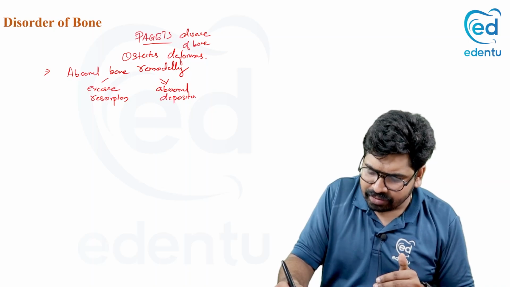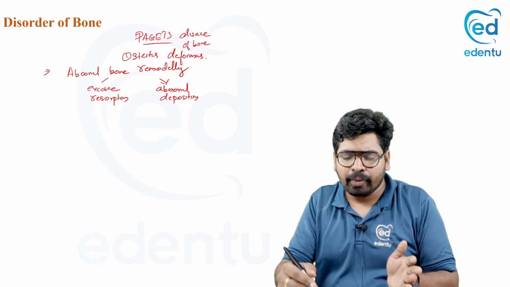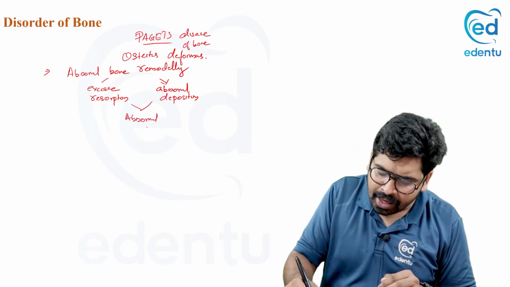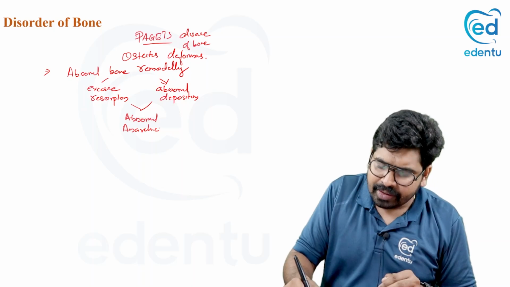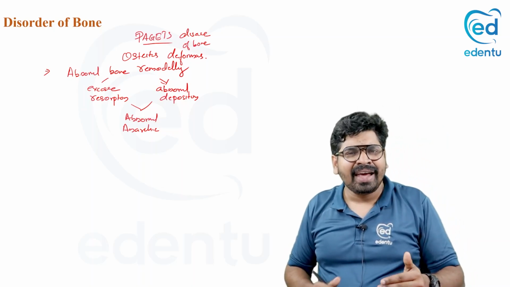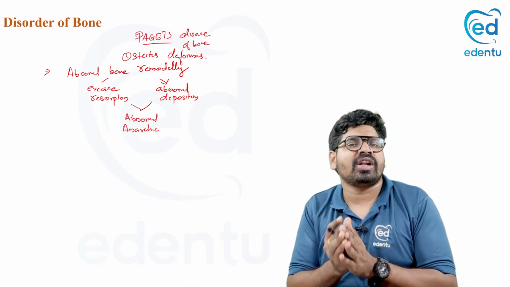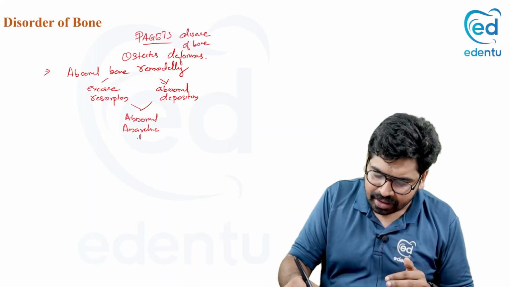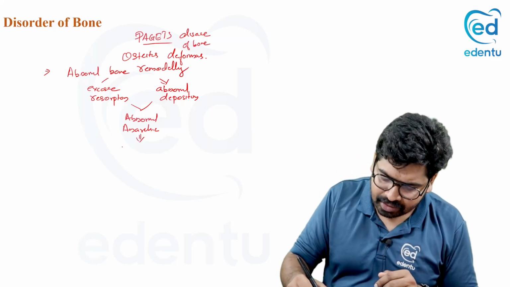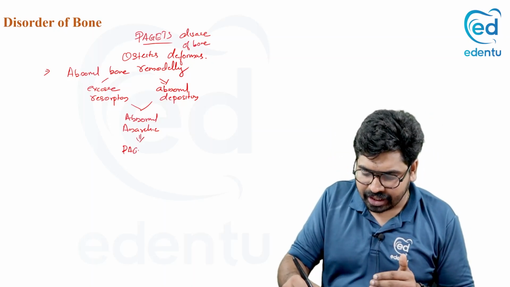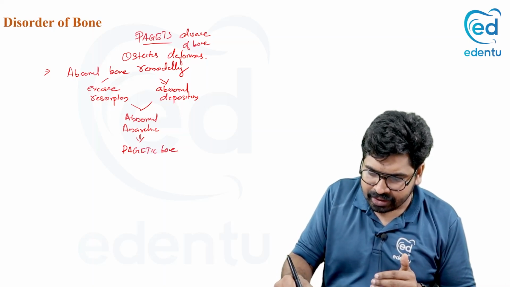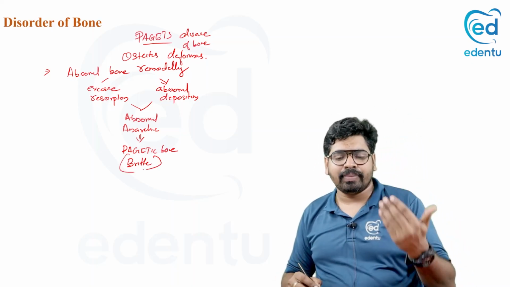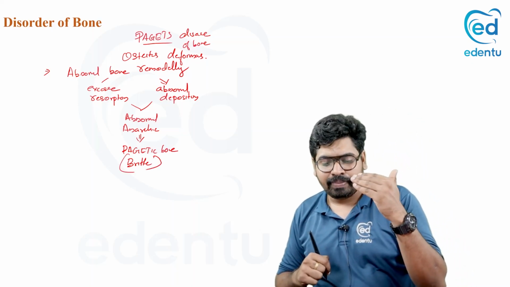So what happens when there is excessive resorption and abnormal deposition? We get a bone which is abnormal and anarchic. It means the bone formed is of low quality and is deposited in a different structural pattern. The architecture of the bone is also anarchic. This anarchic deposition of bone is called pagetic bone. The bone is very brittle.